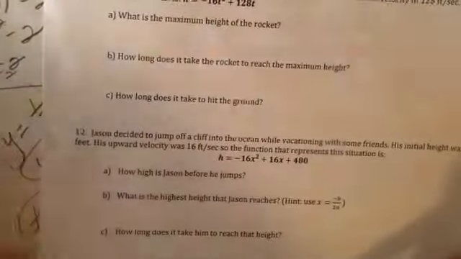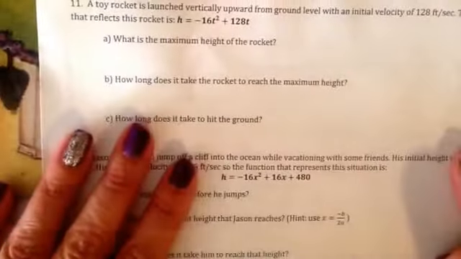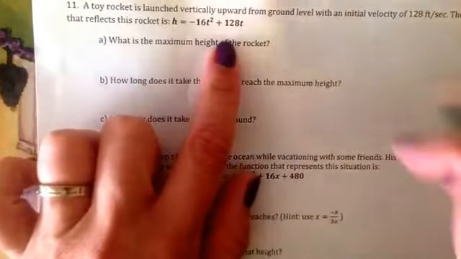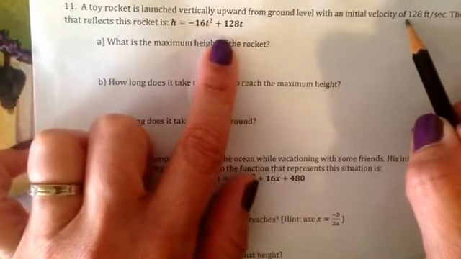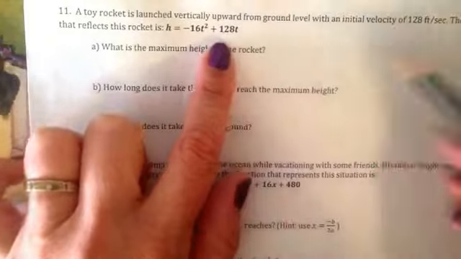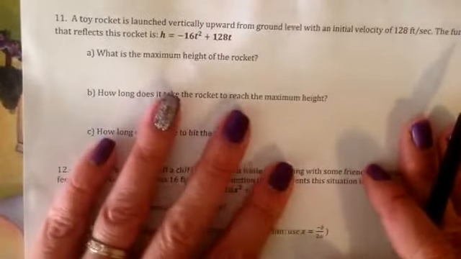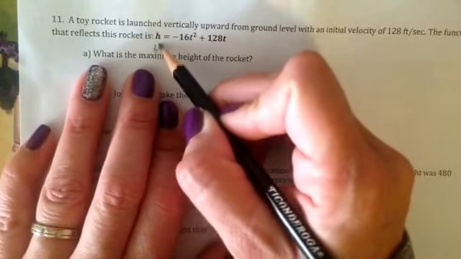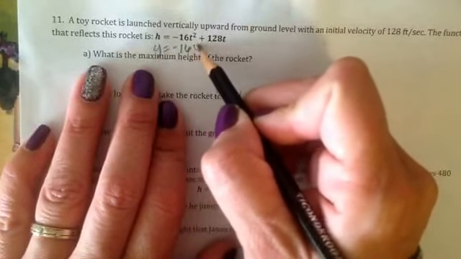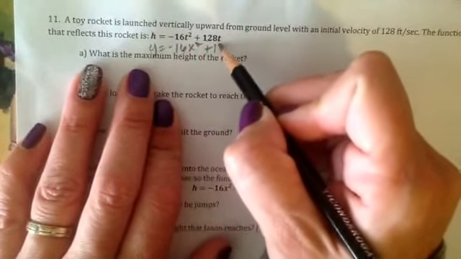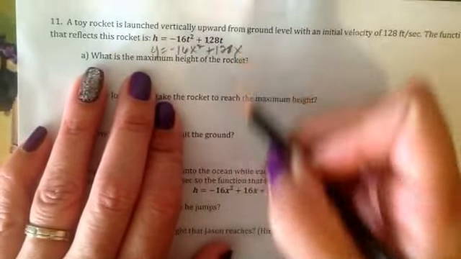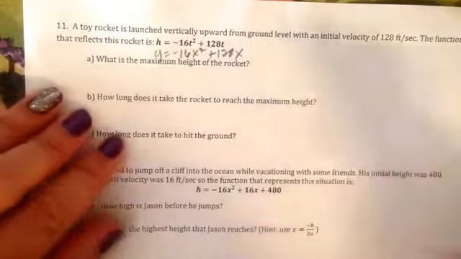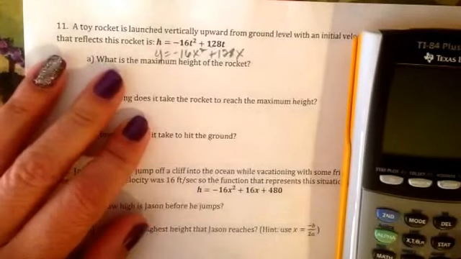Number 11. A toy rocket is launched vertically upward from ground level with an initial velocity of 128 feet per second. You can see how that appears in the equation here. The function that reflects this rocket is h equals negative 16t squared plus 128t. I'm going to actually turn this into x and y variables just so I can put it into my calculator. So y equals negative 16x squared plus 128x.